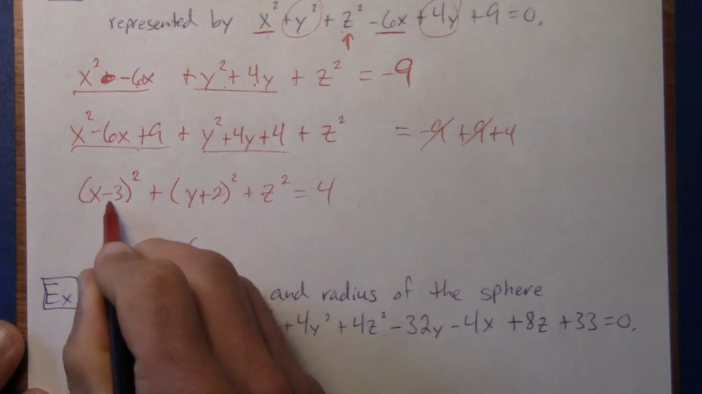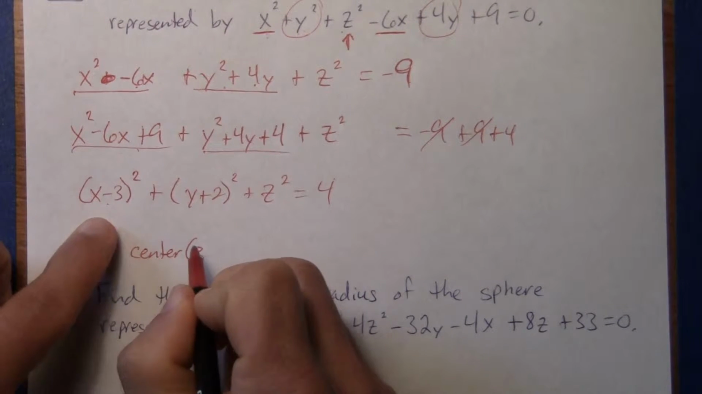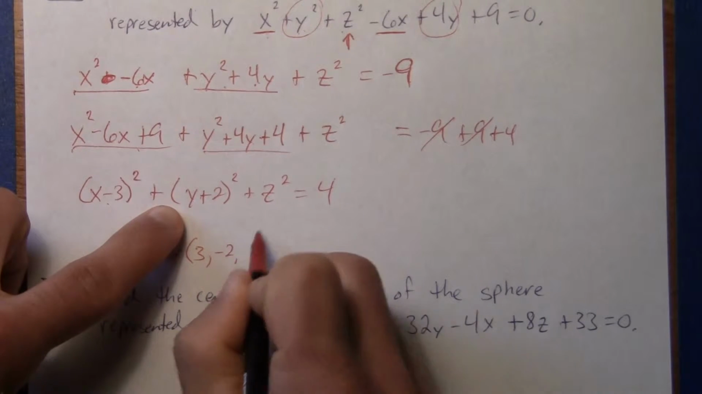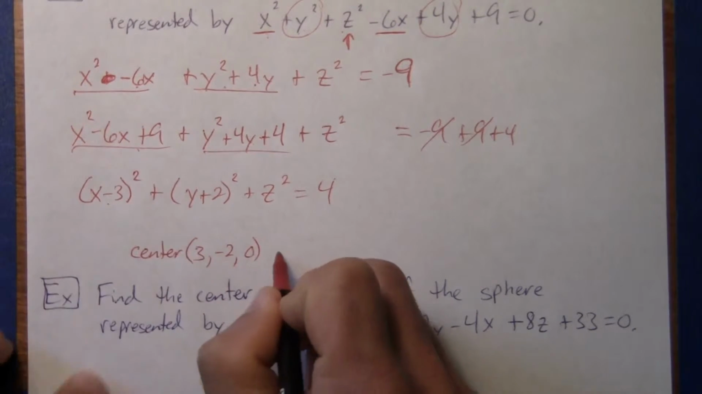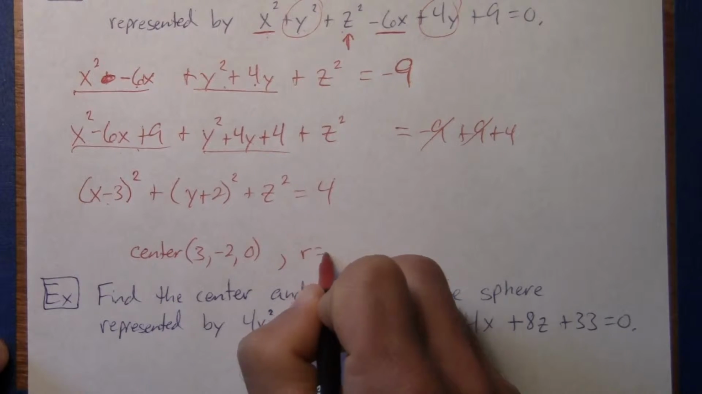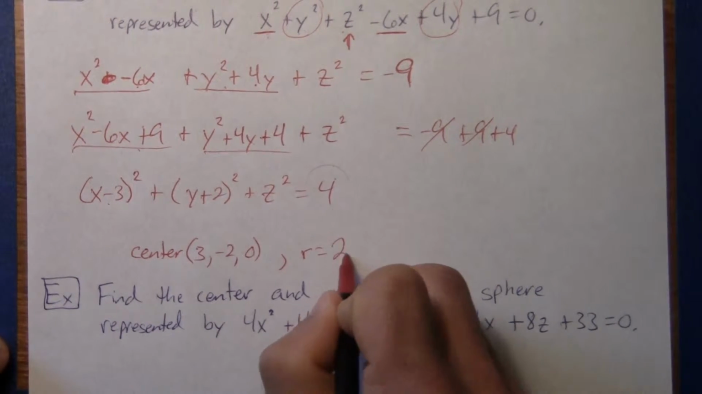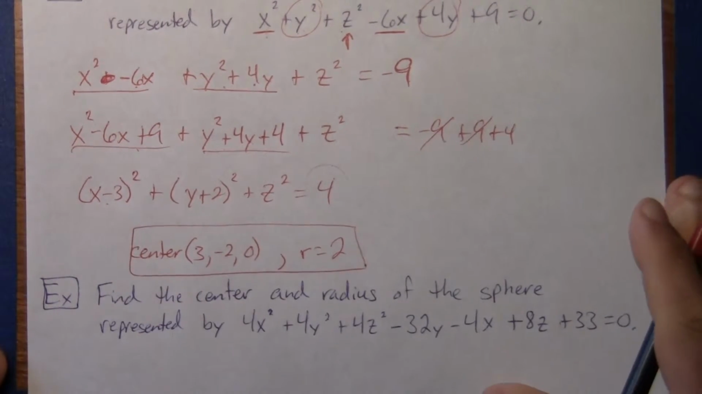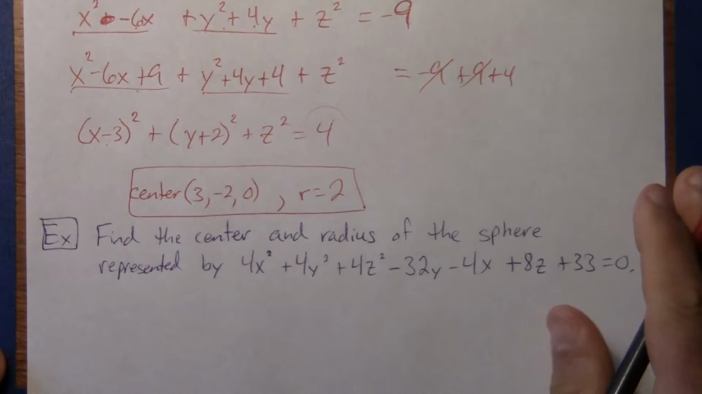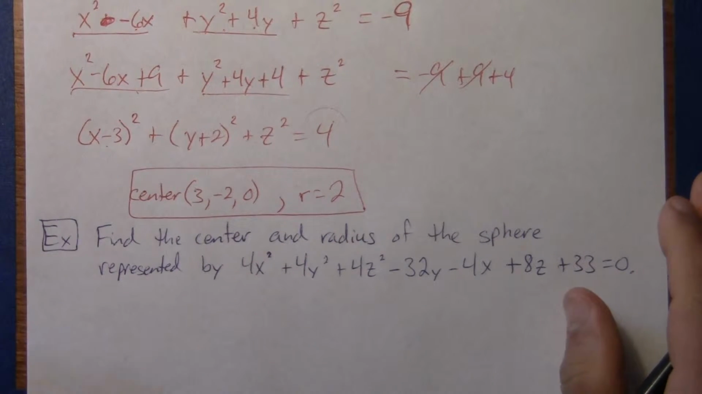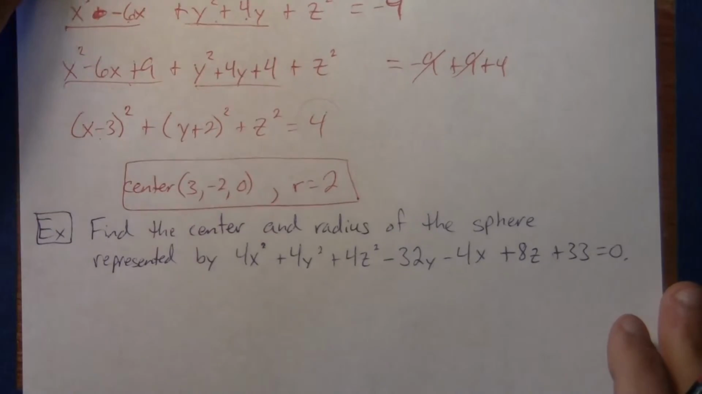So finding the center, set each parenthesis equal to 0 would give me +3. Would give me a -2, and it would give me 0. And my radius is the square root of this number, so it is 2. So overall, if you were comfortable with what we did in the first half of chapter 10, this is very similar. You just have an extra variable in there is all.